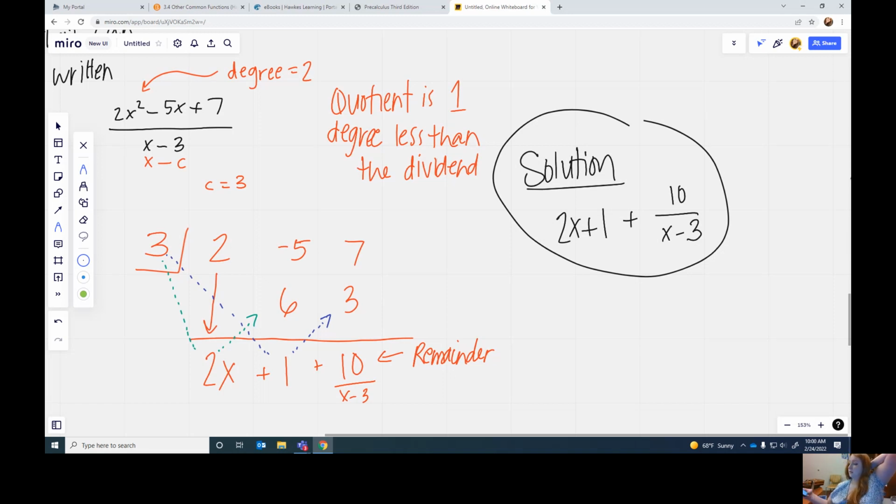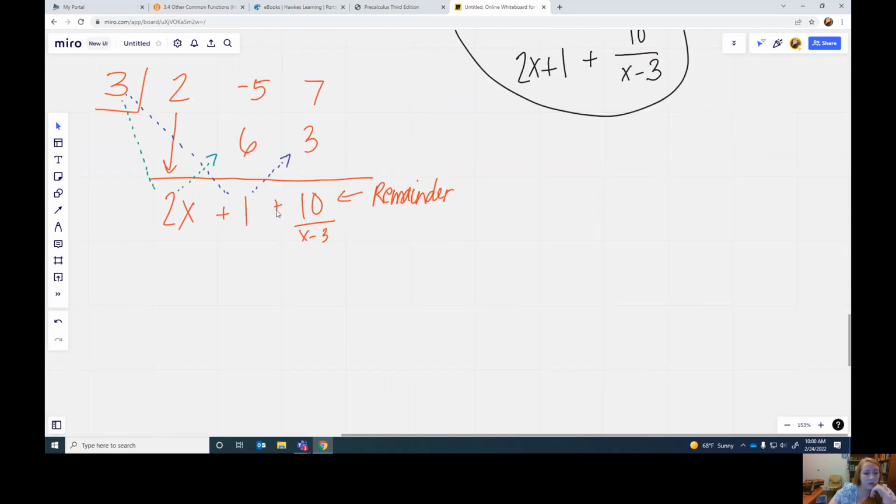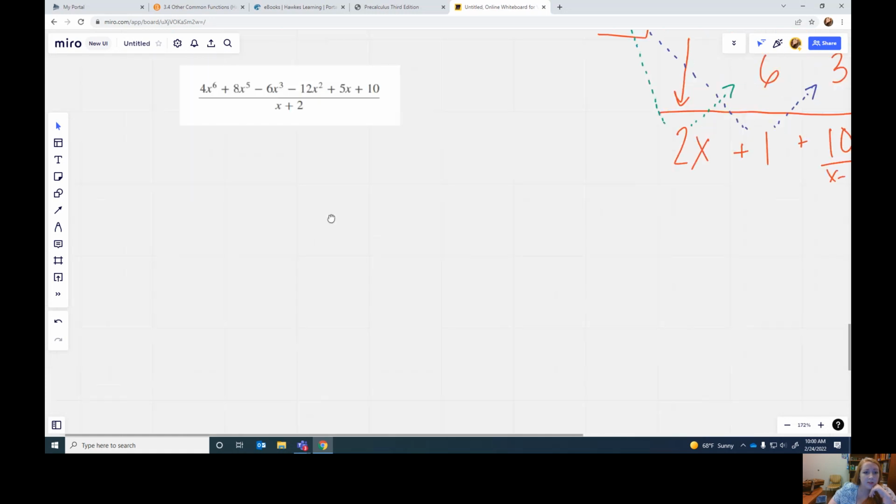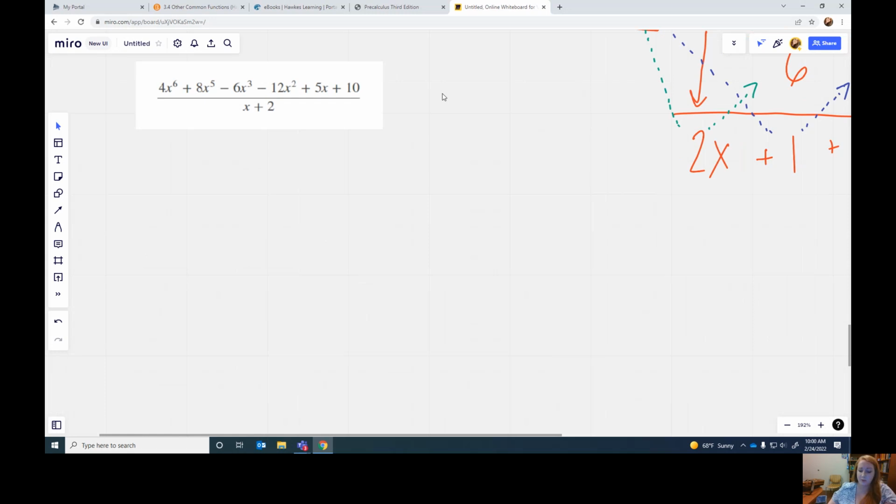Let's look at a more complicated example. All right, let's look at this one. This one looks pretty bad, but I think it's just a lot of terms. I don't think it's going to be particularly difficult. We see this is a long dividend. Anytime you see a long dividend, synthetic division is going to be helpful. It's going to cut down on a lot of the work you have to do. So synthetic division is probably a good option here because our dividend is really long.